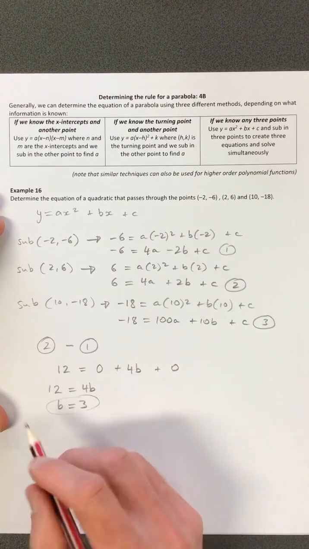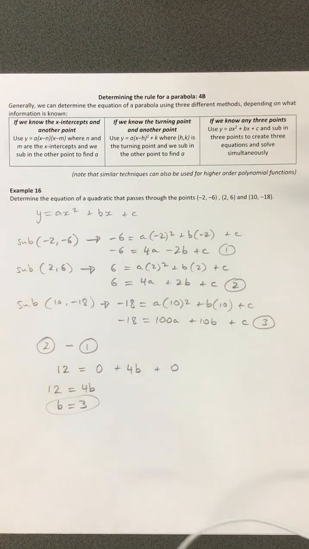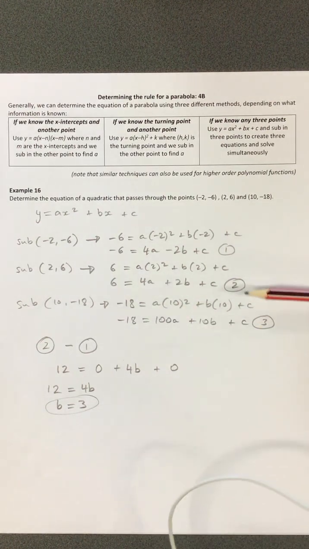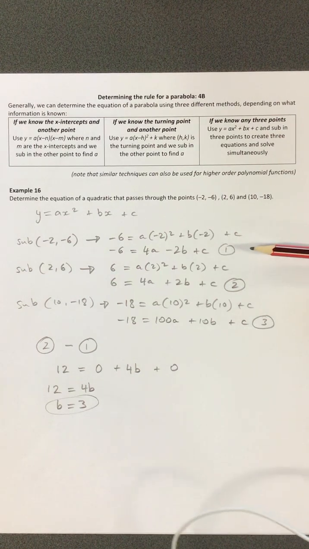So that's great. We've got one of our variables solved already, and that means we just have to try to solve for A and C using the other equations. If we now know that b is equal to 3, each of these equations can be updated so that they only have A and C in them.